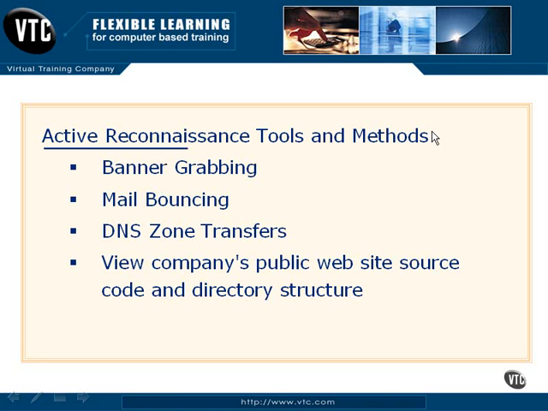So now that we've got a pretty good definition of active reconnaissance, let's talk about some of the tools and methods associated with that step in the methodology. Some examples that we have listed out here are banner grabbing. A banner simply defines information given out by a system or service that can be useful in fingerprinting that particular system or service. An example of this would be telnetting into various routers and switches.